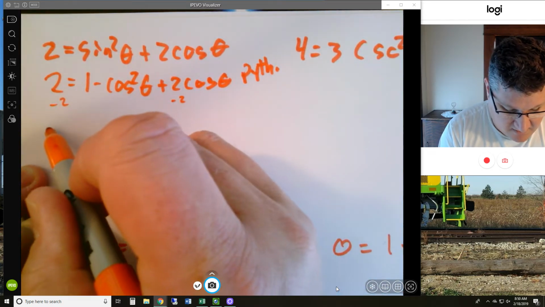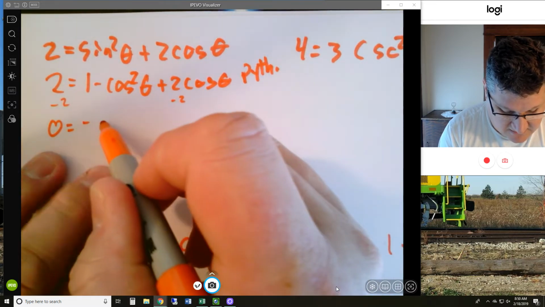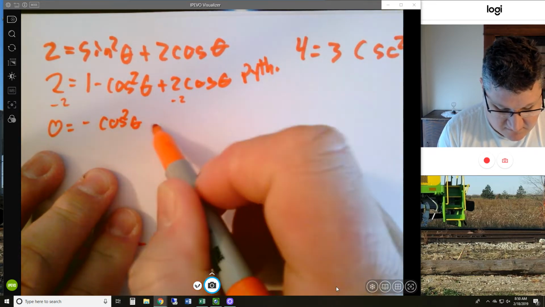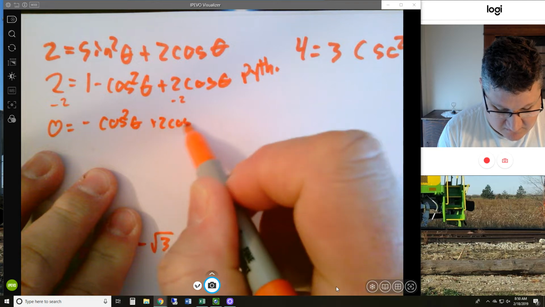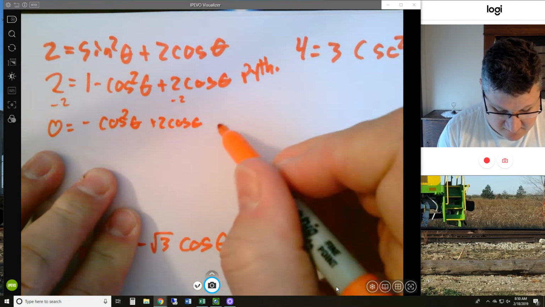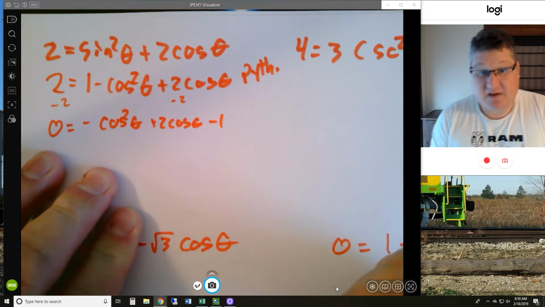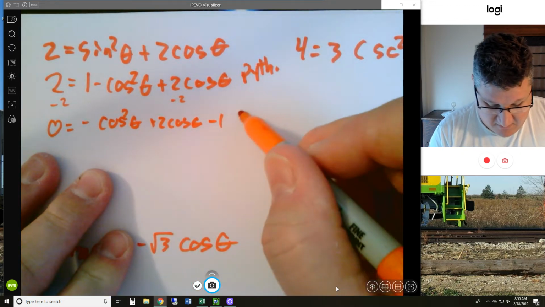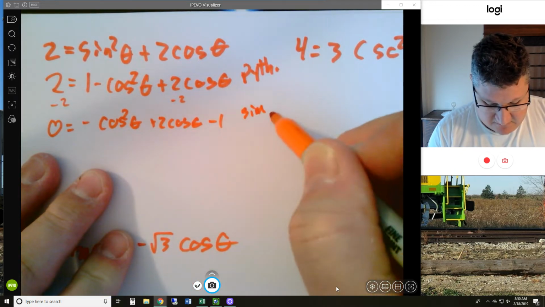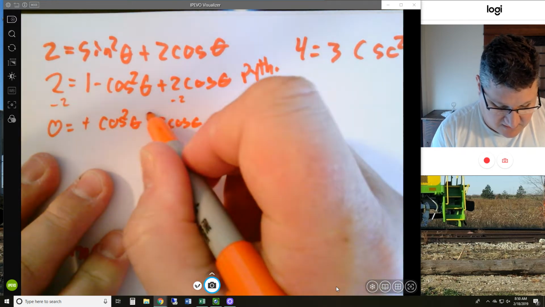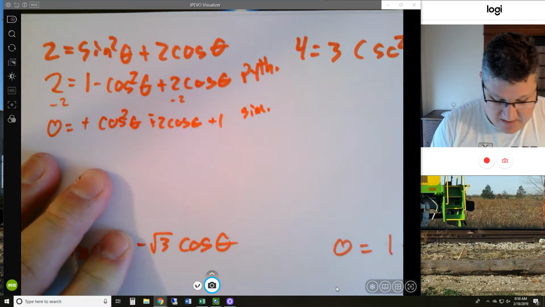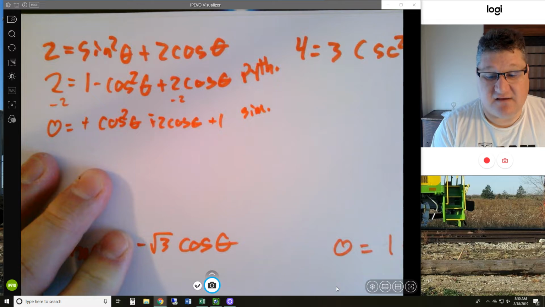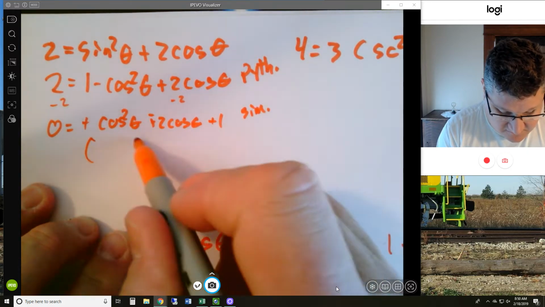And so we come up with 0 equals negative cosine squared theta plus 2 cosine theta. And that's going to be minus 1. Now, given that, let's get rid of this negative sign so we don't have to fight it. Oh, by the way, that would just be, simplify or isolate, something like that. And so you get this. From here, you just simply break it up.